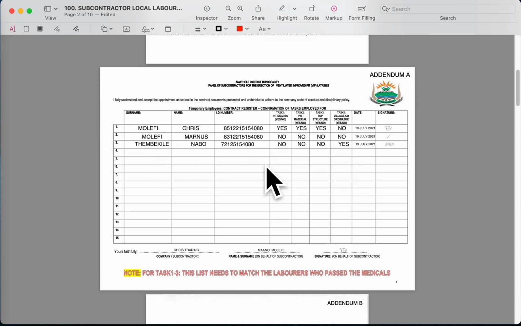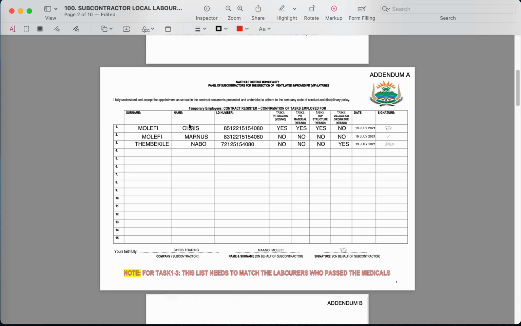We're basing it on the register. So Chris Molefi will be our number one, meaning if you chose a different service provider, I will attach a certified ID copy of Chris Molefi, the EPWP form which is filled for Chris Molefi, and the medical certificate records for Chris Molefi.